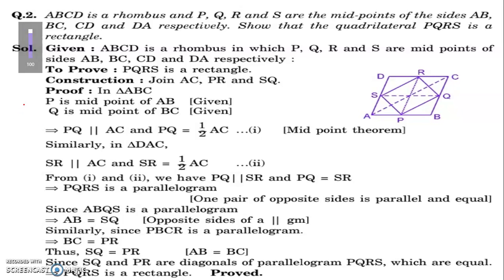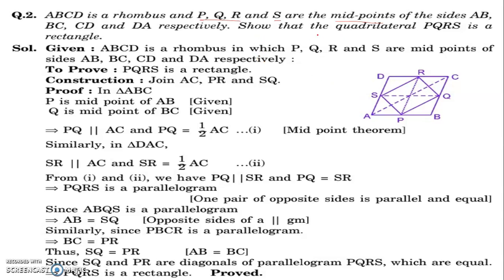Okay, as I had already explained question number 1 in the live class, I'm solving question number 2 for you. Now it says ABCD is a rhombus and P, Q, R and S are the midpoints of the sides AB, BC, CD and DA respectively. I had already explained the meaning of midpoint and how we use the midpoint theorem. You can see clearly P is the midpoint of AB, Q is the midpoint of BC, R is the midpoint of CD and S is the midpoint of DA.